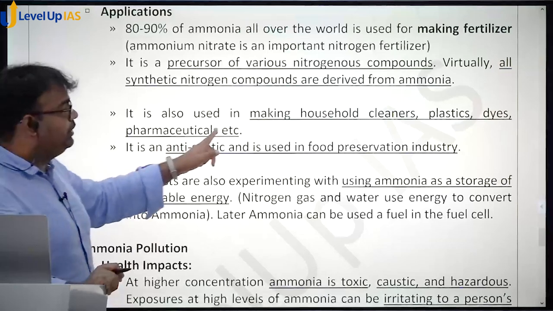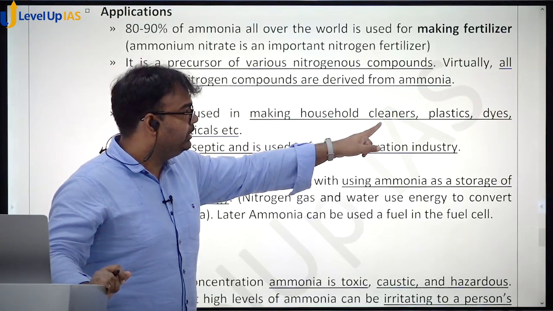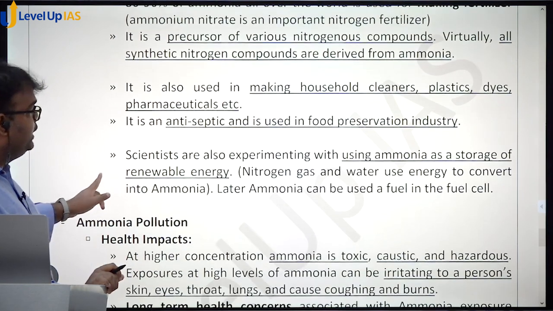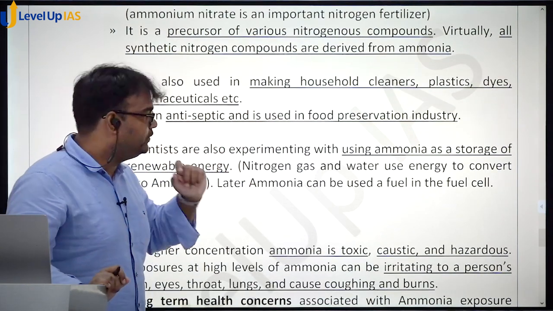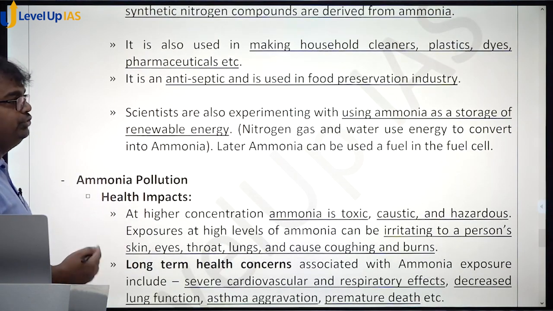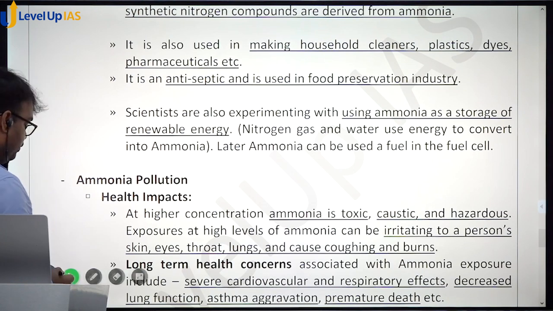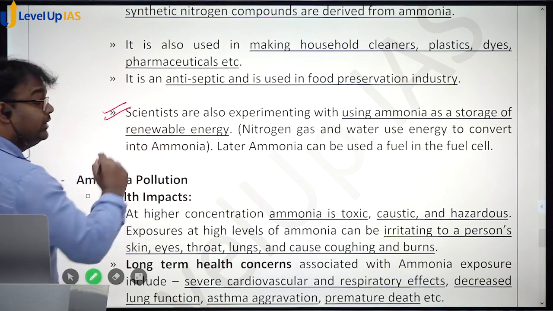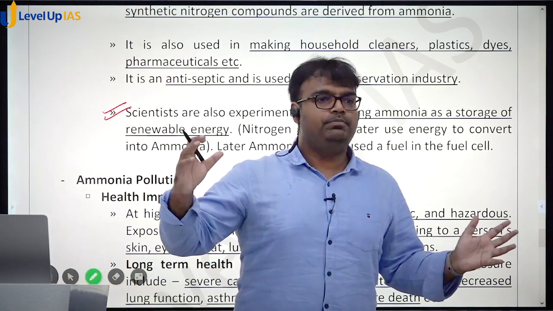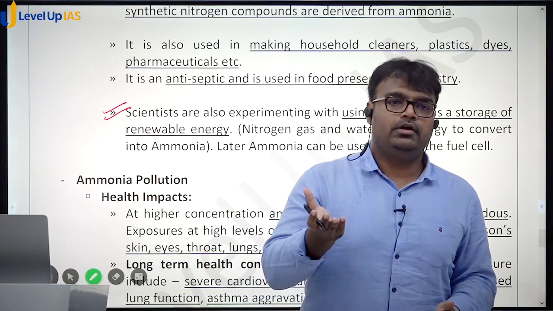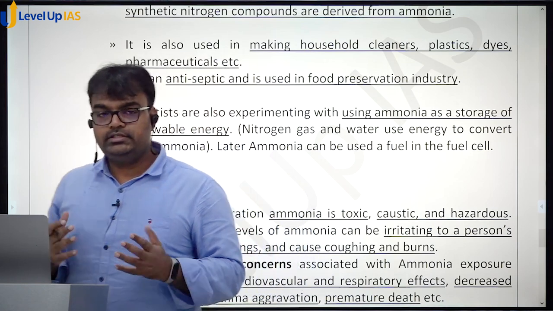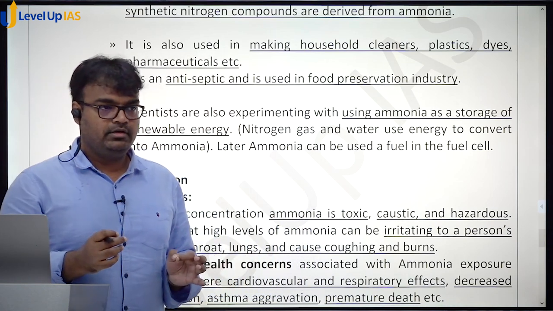It can also be used for making household cleaners, as I was telling you. Plastics, dyes, pharmaceuticals. In the pharmaceutical industry it is also used. It's an antiseptic and thus can also be used as food preservatives. In fact, scientists are also experimenting with using ammonia for the storage of renewable energy. You must be knowing that storage of renewable energy is a challenge. Sometimes the sun produces a lot of energy, our photovoltaic cells are able to generate a lot of energy, but when the energy is not being used then and there, it's wasted.